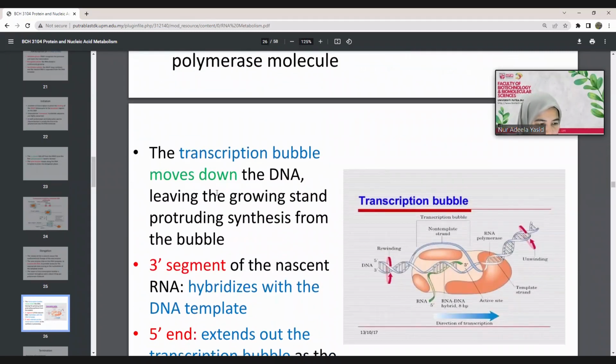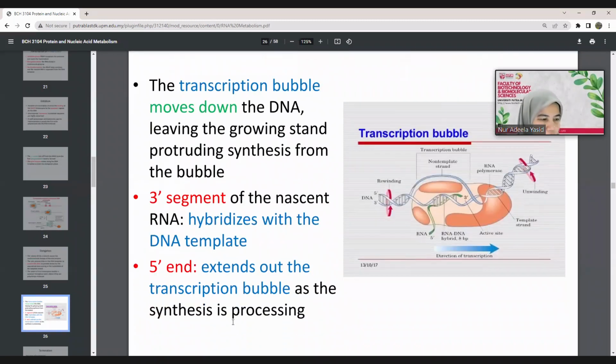The transcription bubble moves down the DNA, leaving the growing strand protruding from the bubble. There are 3' and 5' ends, and you can see the difference. The 3' segment is hybridized with the DNA template. The 5' end sends out the transcription bubbles as the synthesis proceeds. Remember that mRNA synthesis occurs from 5' to 3'.